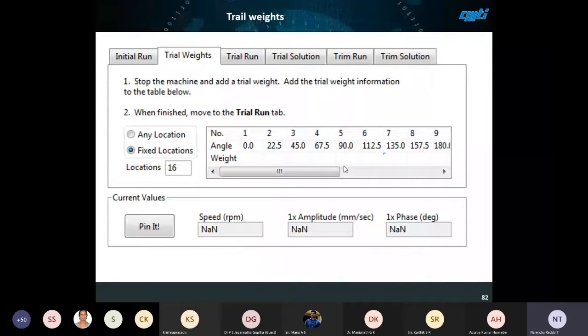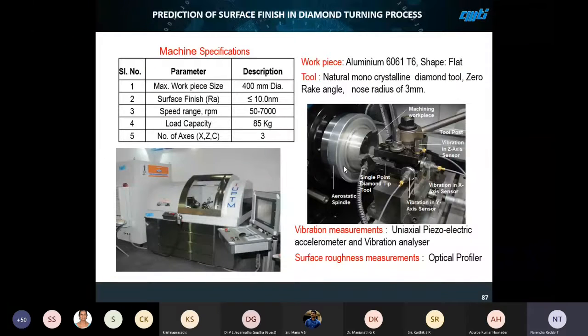Initially, we have done this in MATLAB. Later, it has been done in LabVIEW. And for prediction of surface finish, you can see what we have taken as the inputs. Generally, for roughness, I see a lot of papers from mechanical faculties that only use cutting parameters: feed, depth of cut and spindle speeds.